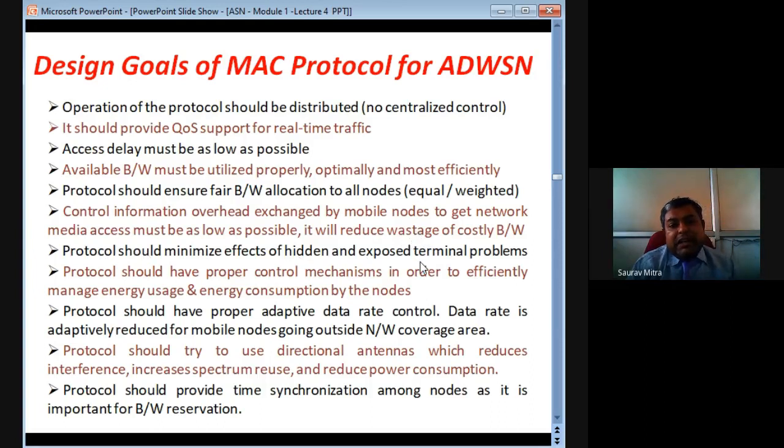Protocol should minimize the effects of hidden and exposed terminals. I told you I'll explain it to you in the next lecture. So the hidden and exposed terminal problem should be reduced.